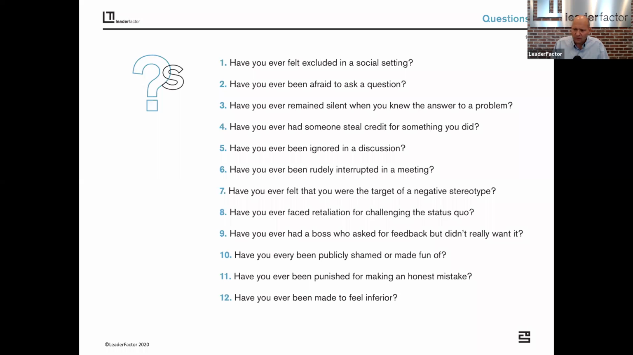Have you ever felt excluded in a social setting? Have you ever been afraid to ask a question? Have you ever remained silent when you knew the answer to a problem? Have you ever had someone steal credit for something you did? Have you ever been ignored in a discussion? Have you ever been rudely interrupted in a meeting? Have you ever felt that you were the target of a negative stereotype? Have you ever faced retaliation for challenging the status quo? Have you ever had a boss who asked for feedback but didn't really want it? Have you ever been publicly shamed or made fun of?